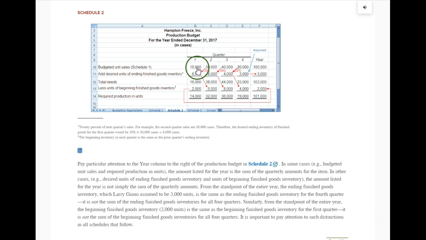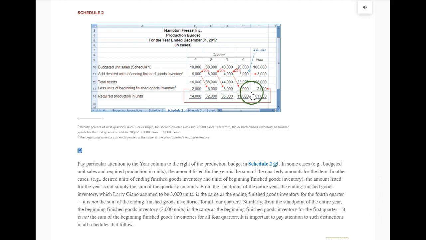That's what we planned for at the end of quarter number 1. This 6,000 drops into here, and then we need to produce 32,000 units in this quarter. So do the same thing, same pattern, and you can see how they tie together. This ending inventory, quarter 1, is quarter 2's beginning inventory. Quarter 2 ending is quarter 3's beginning.